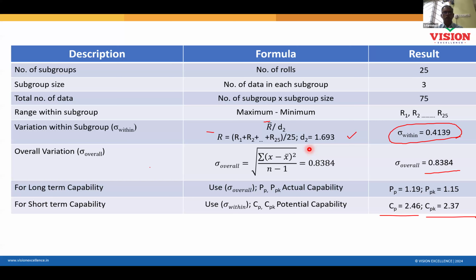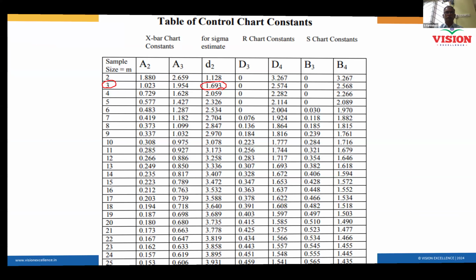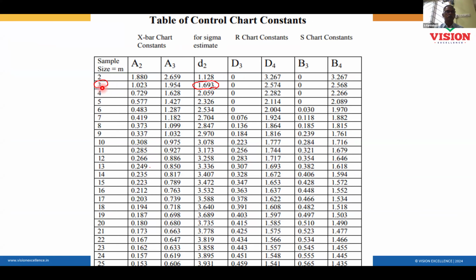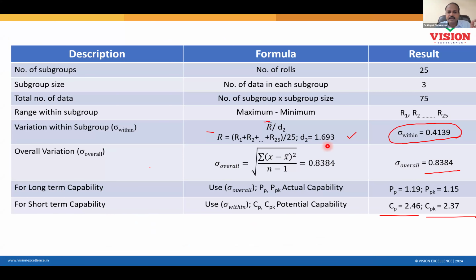What is your subgroup size? 3. And look here, there is a table of statistical constants for control charts. There, for a subgroup size or sample size of 3, the value of D2 is prescribed, 1.693. Use that value, calculate the R bar, divide the R bar by D2, you will get a standard deviation. This is known as within standard deviation.